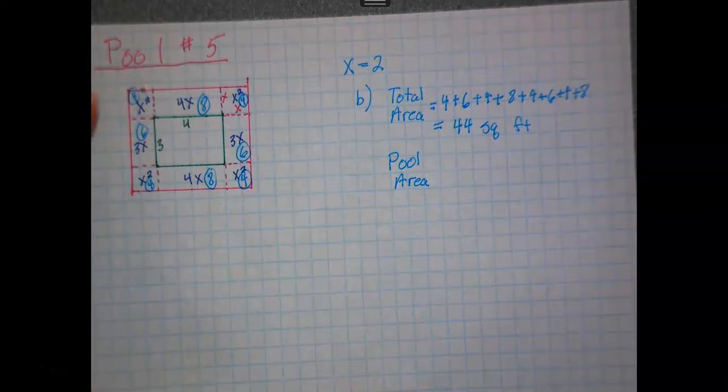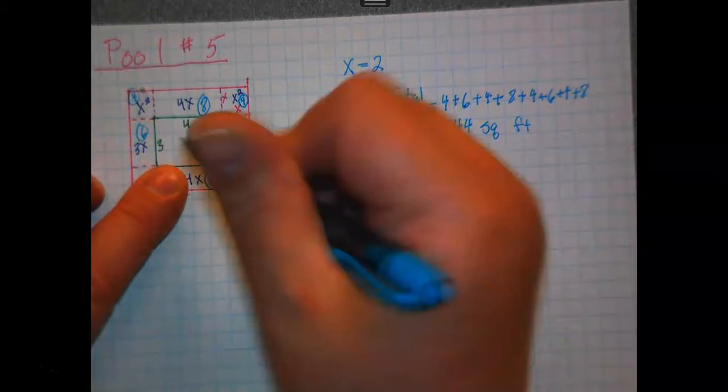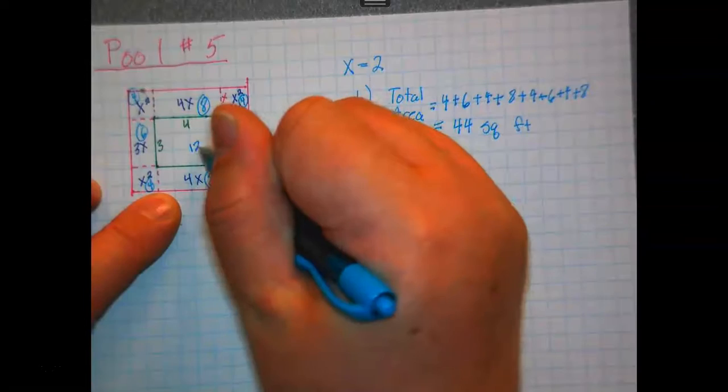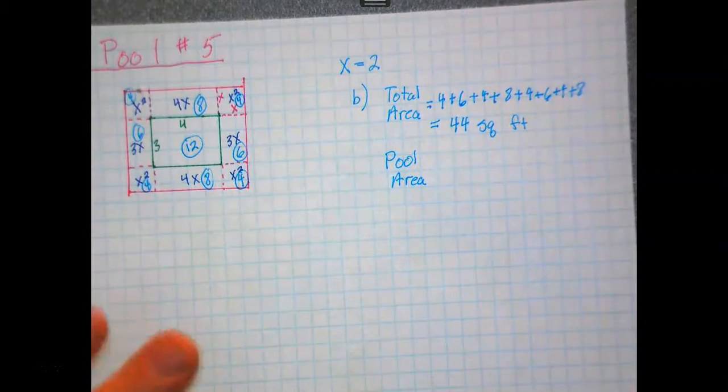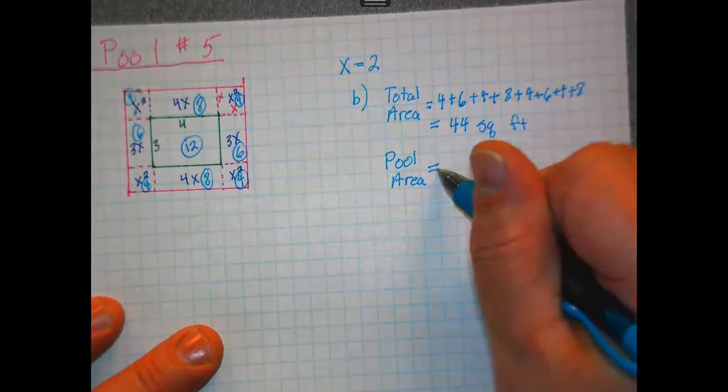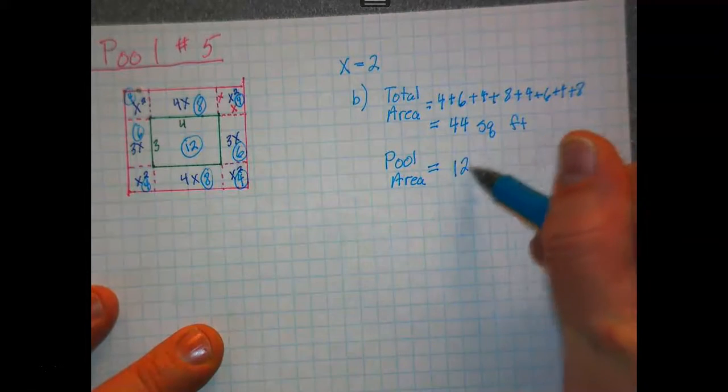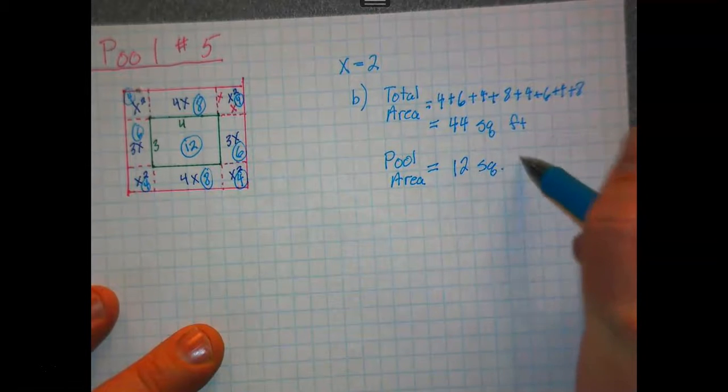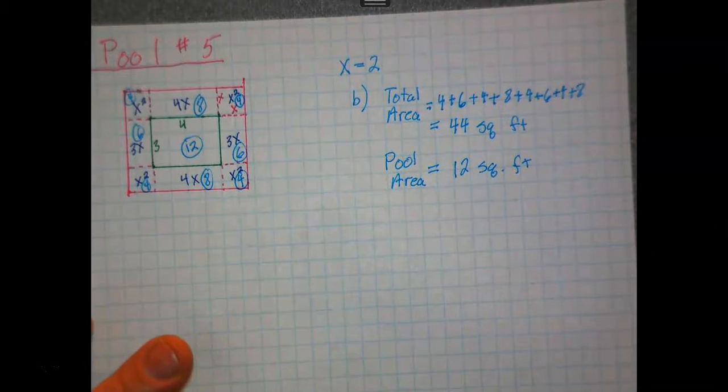Okay. So the pool area, well, this is just length times width, which is 12, right? So the pool area, 12 square feet. And what else do they want? Deck area.